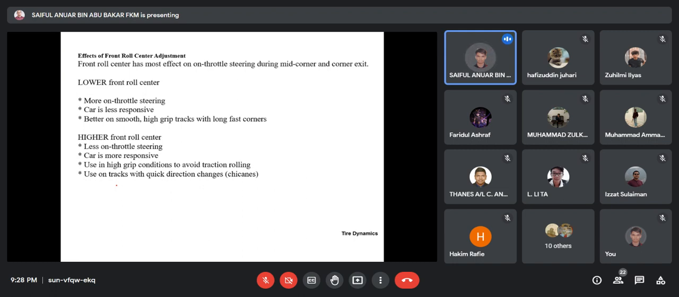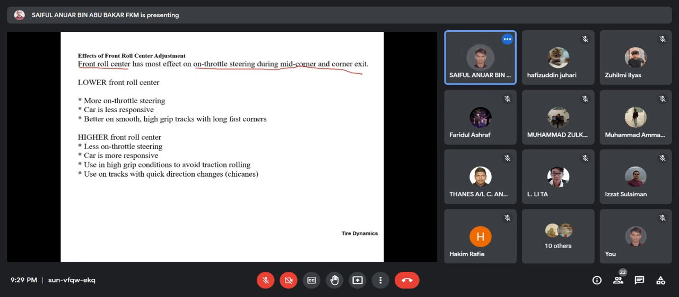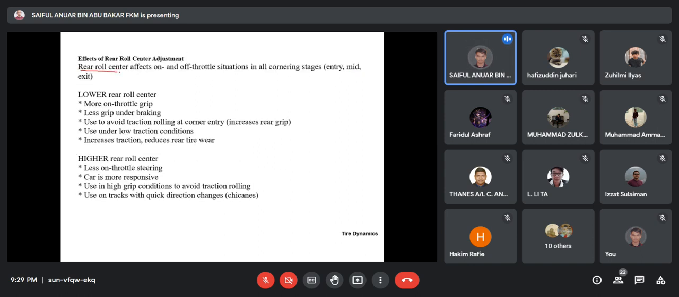This one is referring to the front roll center, throttle steering during mid corner and corner exit. Okay, and then the second slide is the rear roll center. This one is front, this one is for rear, effect on all cornering. Okay, so this one we do the setting on racing cars, for suspension.